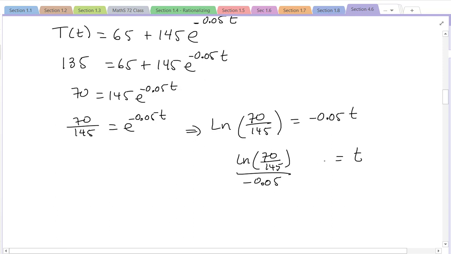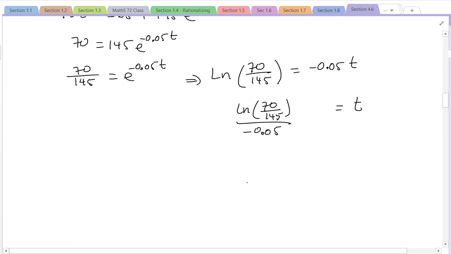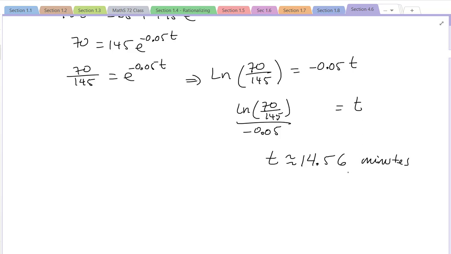When we put this in a calculator, t is time in minutes, so we should get a positive number. Notice 70 divided by 145 is a number smaller than 1, so the natural log of that is going to be negative. Divided by a negative, we get positive, which is what we want. For time, you shouldn't get a negative answer. So when we put this in the calculator, I got that t is approximately 14.56, in minutes. So it will take about 14.56 minutes for the soup to reach 135 degrees Fahrenheit, a temperature at which we can consume it.